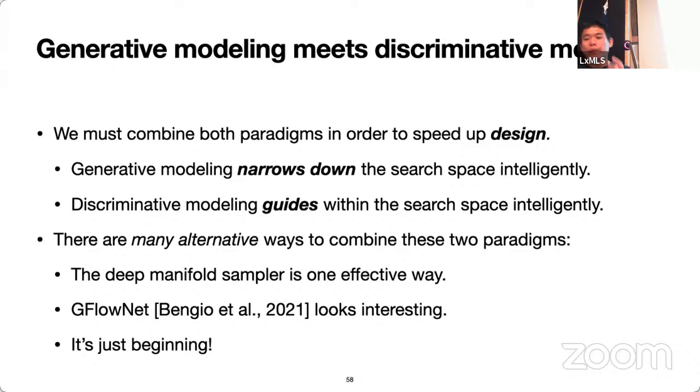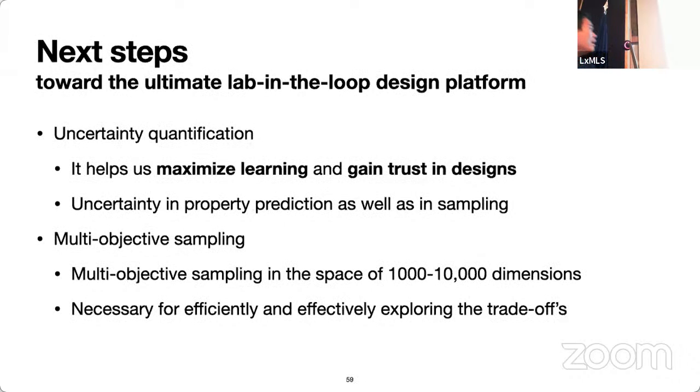Obviously there are many different ways to combine these two paradigms. The deep manifold sampler that I just presented today is one way to do so, but there are many different things like GFlowNet, which Joshua is completely obsessed with at the moment, but it looks interesting. You probably have seen all those classifier-guided, CLIP-like models and so on. But of course, at the end of the day, every problem requires different types of criteria. So what is the right way to choose an algorithm, combine them and improve them is going to be up to you, who is going to actually solve the problem. Obviously, this is not really the end, but the very beginning.